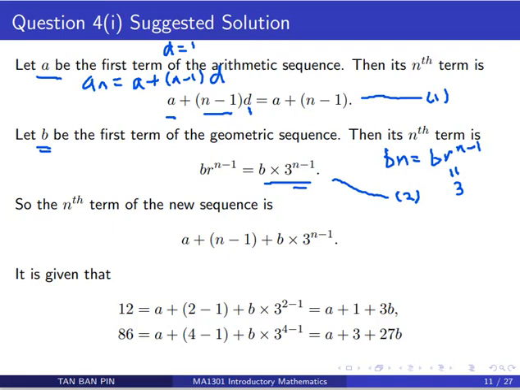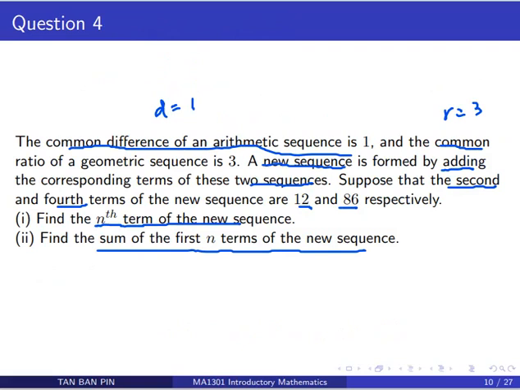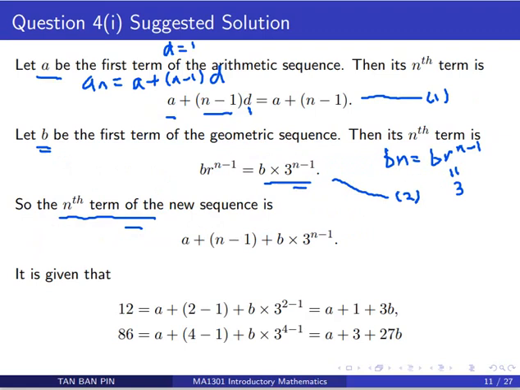So the nth term of the new sequence: remember, how is the new sequence formed? You add the corresponding terms. So you add a plus n minus 1 and b times 3 to the power n minus 1. That's why the nth term of the new sequence is a plus n minus 1 plus b times 3 to the power n minus 1.